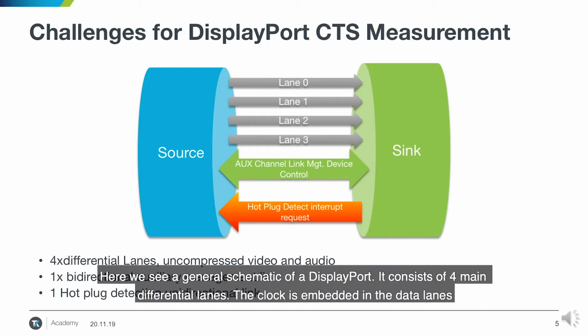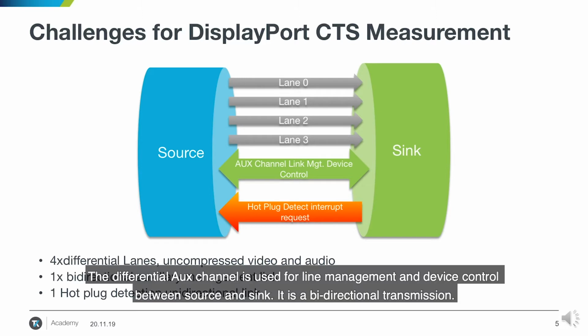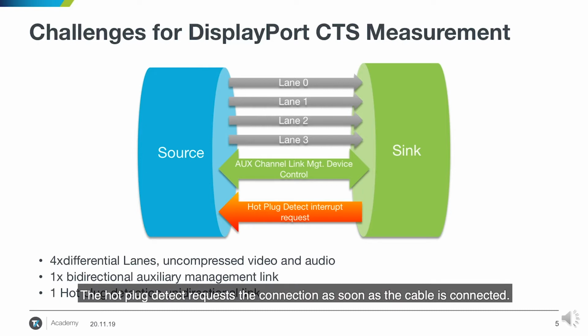Here we see a general schematic of a DisplayPort. It consists of 4 main differential lanes. The clock is embedded in the data lanes. Clock is 1/10 of the bit rate. The differential auxiliary channel is used for link management and device control between source and sink. It is a bidirectional transmission. And the hot plug detect interrupt requests the connection as soon as the cable is connected.